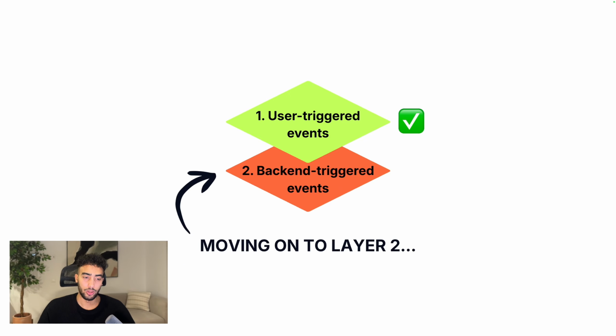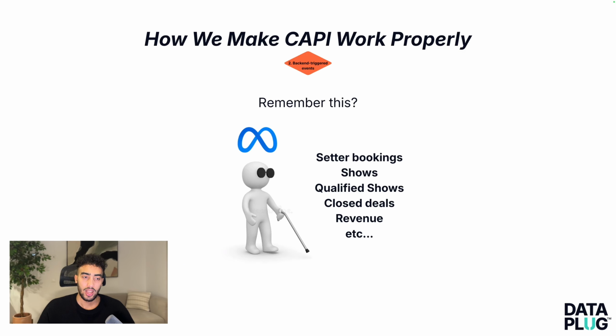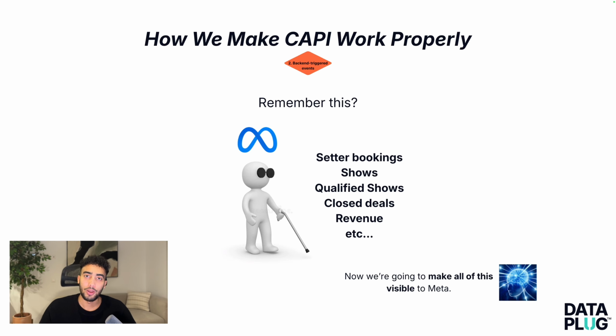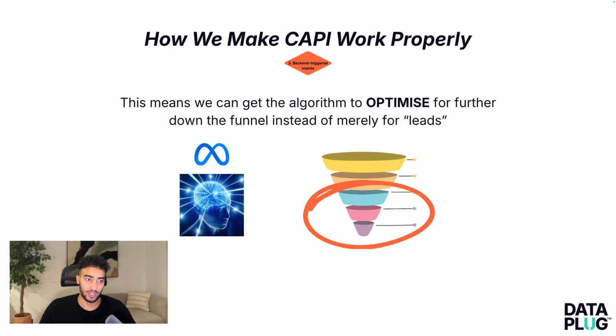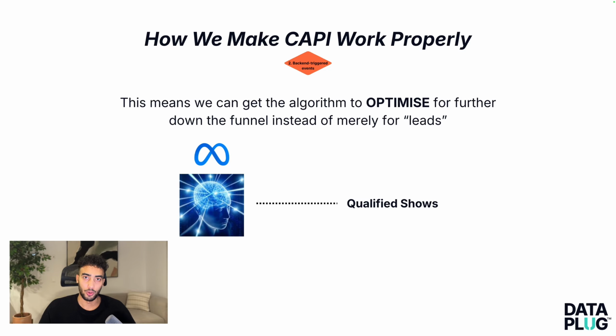Now we'll be moving to layer 2, which is the backend triggered events. Remember when I said Meta cannot see what's happening with setter bookings, shows, qualified shows, closed deals, revenue, etc.? Everything that's happening outside of the funnel. Now we're going to make it all visible to Meta. This means we can get the algorithm to optimize for further down the funnel instead of just leads. We can have the ad set literally optimize for the event qualified shows. We can have it for closed deals.